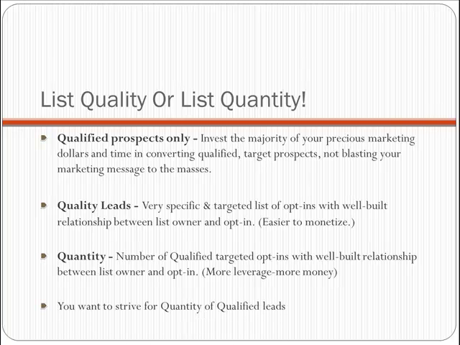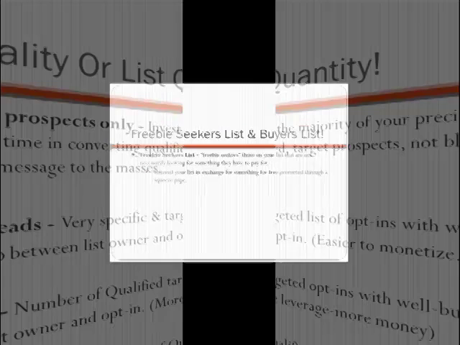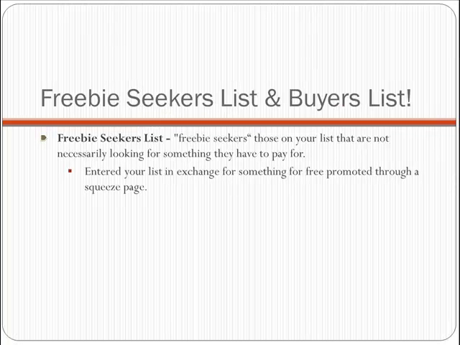You want to strive for quantity of qualified leads, and that's what it's all about. Yes, you want the quantity, but you want quantity of qualified leads. All right, let's talk about these freebie seeker lists and the buyers list. There's a couple different kinds of lists that you can generate. And we're going to be talking a lot about the freebie list that we're going to be creating.